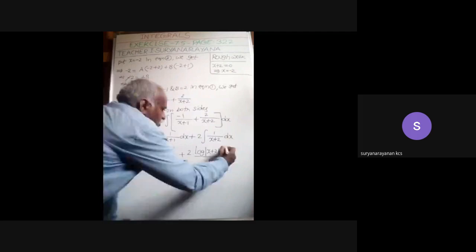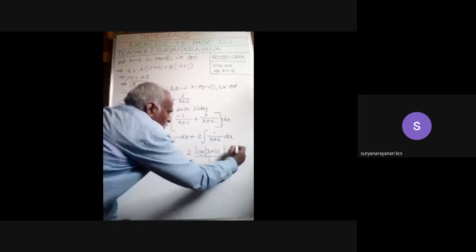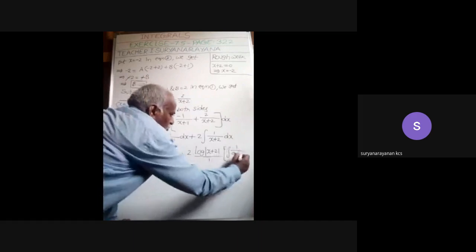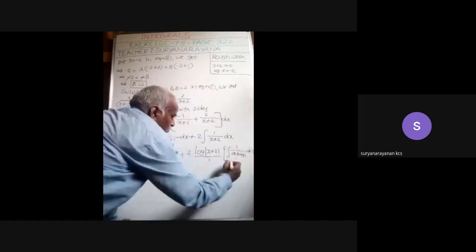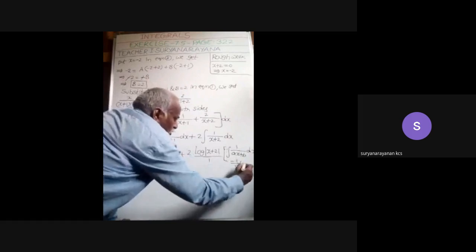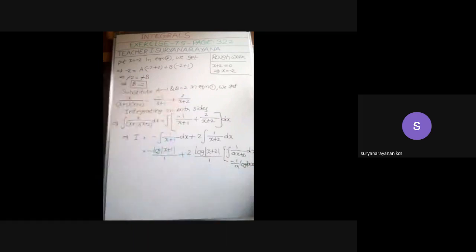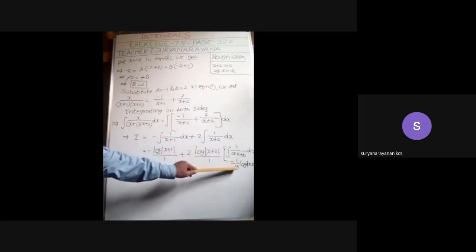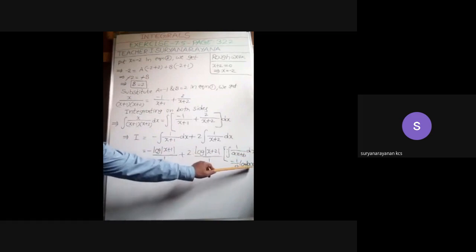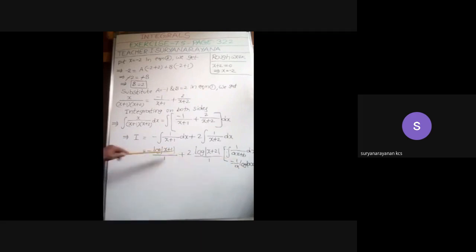Writing here the formula because integral 1 by ax plus b is equal to 1 by a log mod ax plus b. If the linear expression is there in the denominator, then its formula is 1 by a log mod ax plus b. Okay, my children, by using this integral formula, I wrote these two terms. Understood this step, my children?